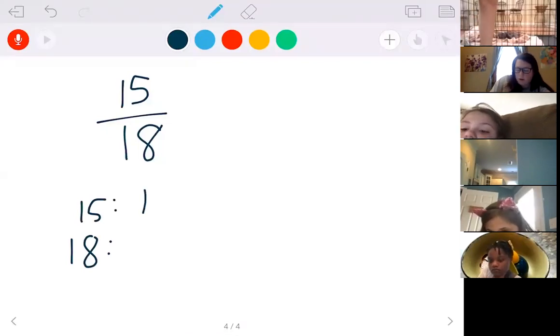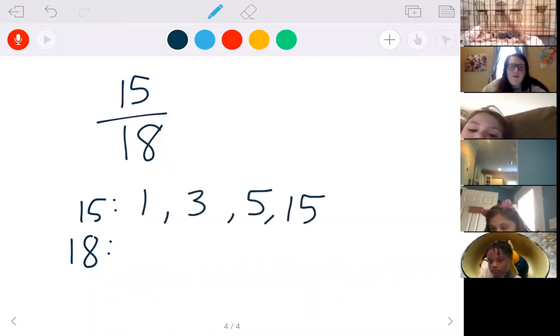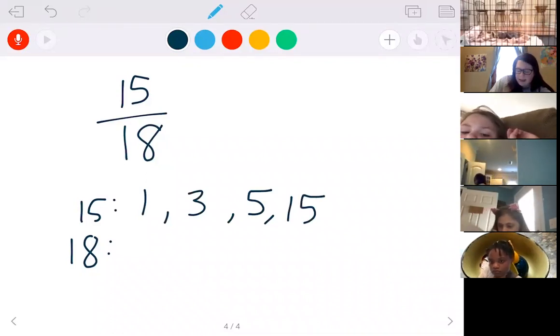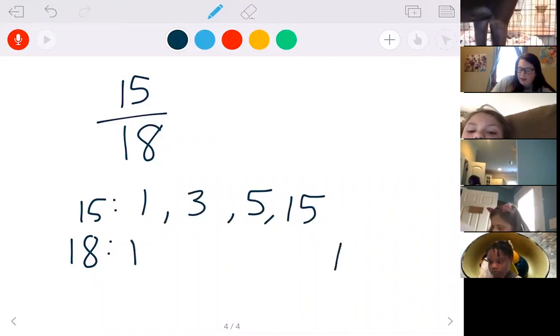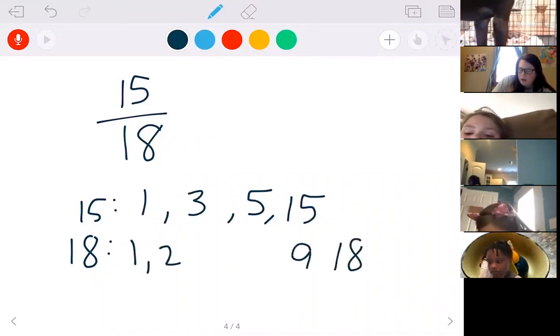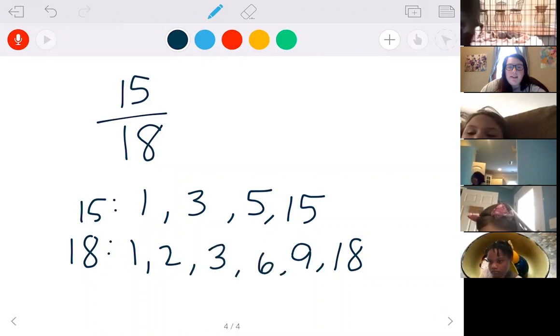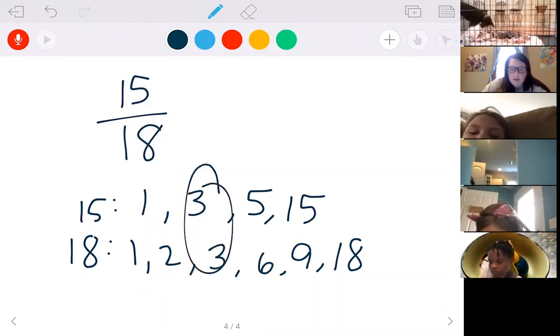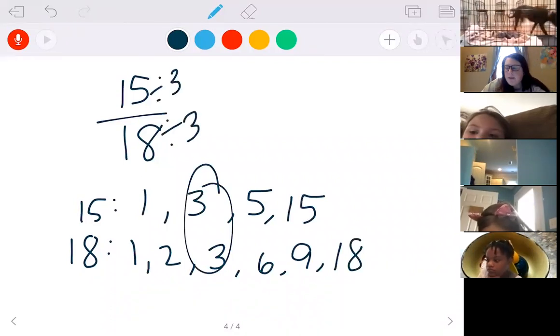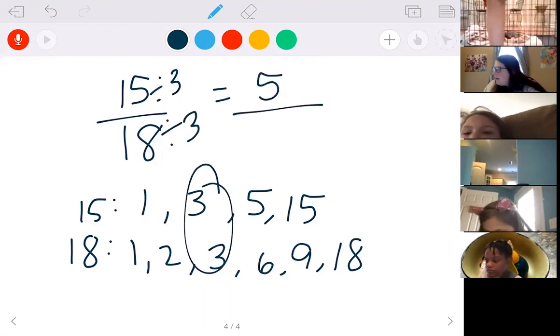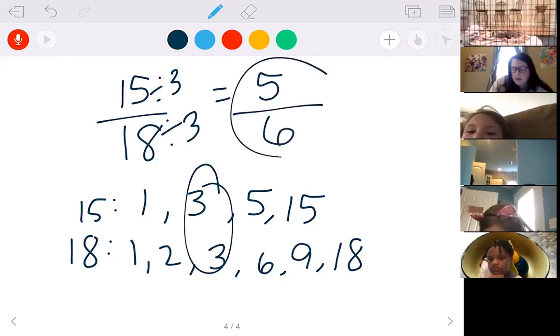Factors for 15 are 1 and 15, 3, and 5. Those are the 4 numbers I can multiply to get 15. 18, we did a second ago. I have 1 and 18, 2 and 9, 3 and 6. Okay, so now looking at this one, my GCF is 3, so that's what I'm going to divide by. 15 divided by 3, 18 divided by 3. 15 divided by 3 is 5. 18 divided by 3 is 6. So we get 5/6.